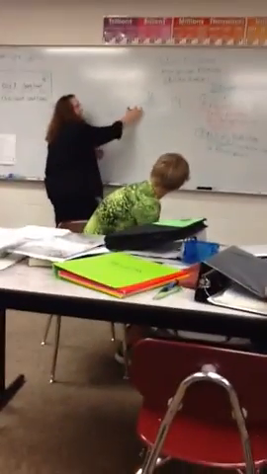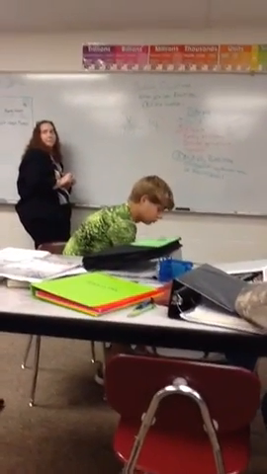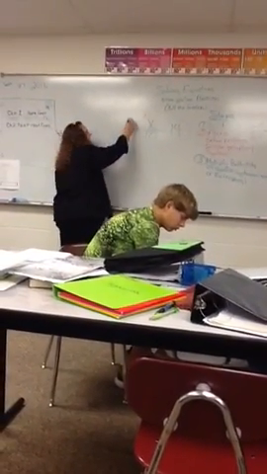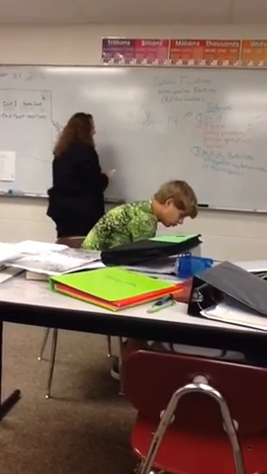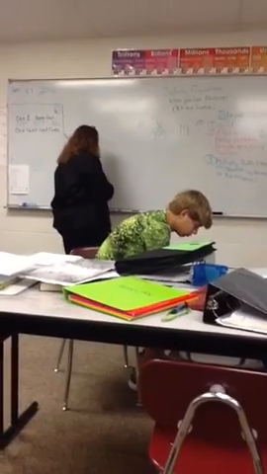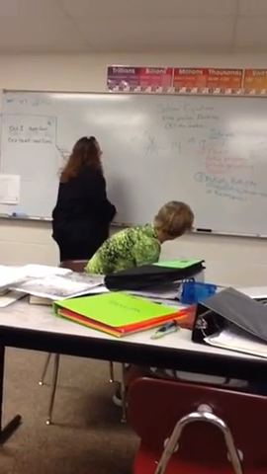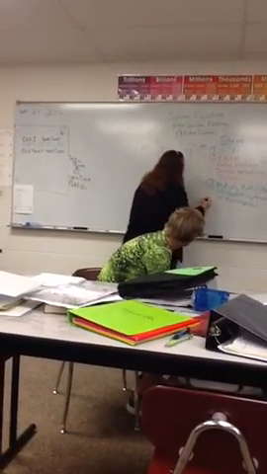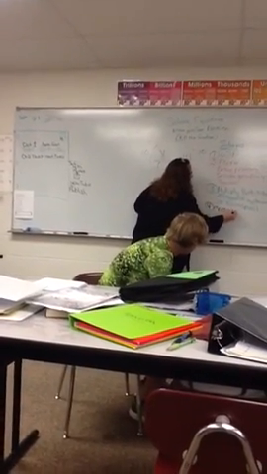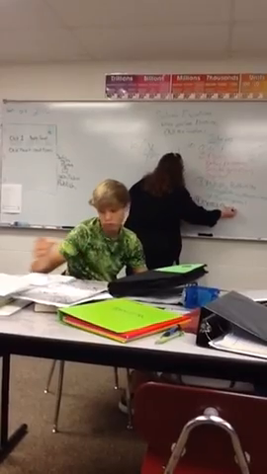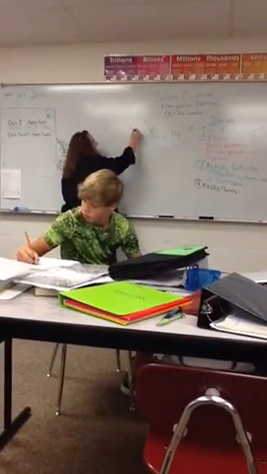So remember, the denominator's the bottom number, right? That's the part of the fraction that makes it bad. So we're going to multiply both sides by 10. Step 4 is cross cancel. That's here.